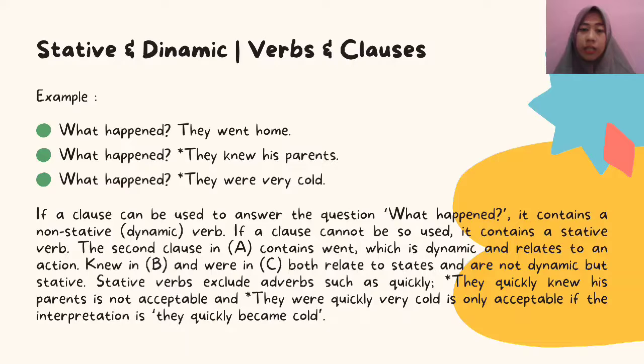The second clause in A contains went, which is dynamic and relates to an action. Now know in B and were in C both relate to states and are not dynamic but stative. Stative verbs exclude adverbs such as quickly. "They quickly know his parents" is not acceptable, and "they were quickly very cold" is only acceptable if the interpretation is they quickly became cold.